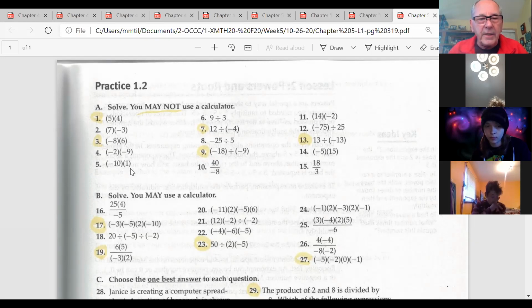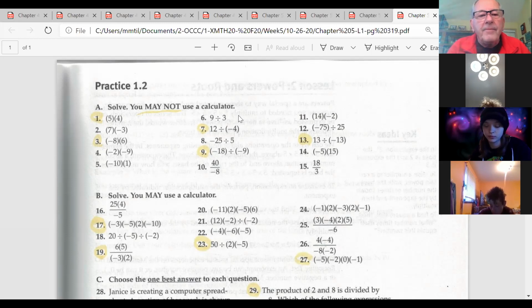Okay, Rachel, let's look at number 5. You've got a negative 10 times 1. What's the number and what's the sign? Negative 9. Well, negative 10, right? Oh, yeah, I forgot. That's okay, but you got the sign, and that's the important thing. So 1 times 10 is 10.